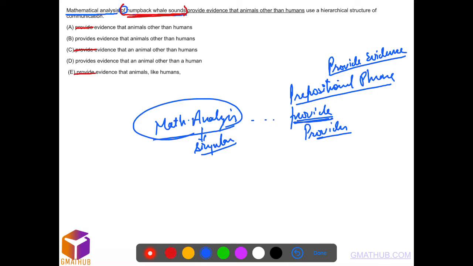Then there is one more verb getting used, use. Now use is not underlined. That means we can't change it. That means this is the right form of verb getting used here. So the subject must be plural for this. With a singular subject it should have been uses. So use means it's a plural subject. And what is the subject here? Animals other than humans use. So who is using? Animals. So animals is the right subject, and animal is the wrong one.